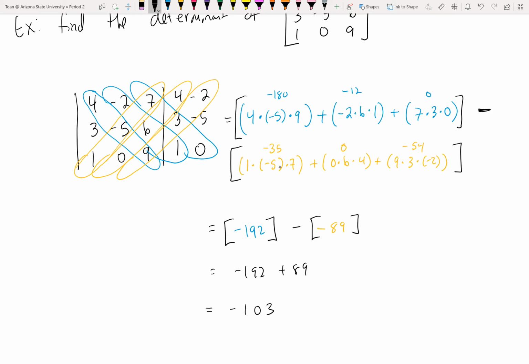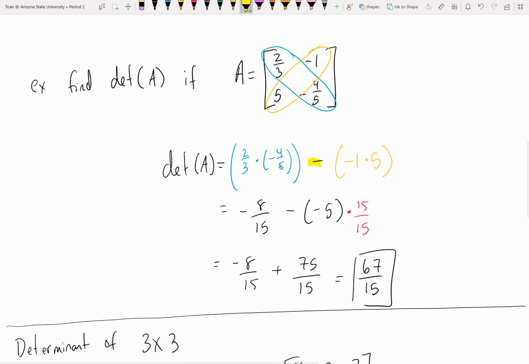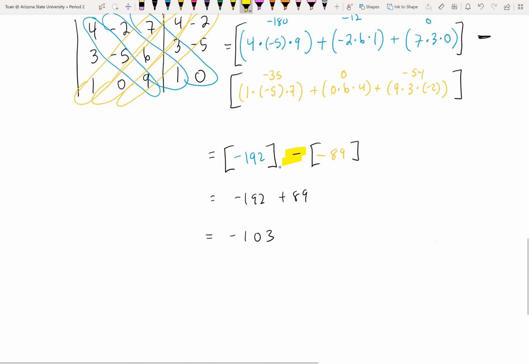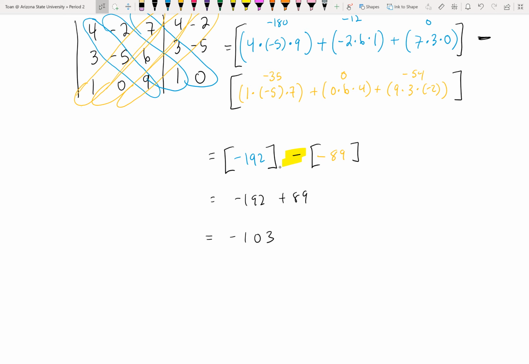Wait, is it always going to be a negative, like when you do your determinants, is it always going to be subtracting? So the question was, when you do determinants, is it always subtracting? Yes. This middle guy here for determinants, 3 by 3 or 2 by 2, is always subtracting. Always. Always blue minus yellow, always.